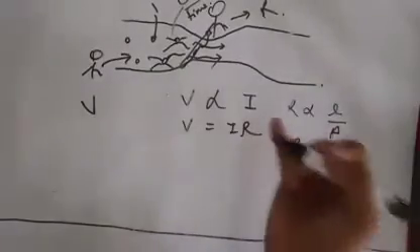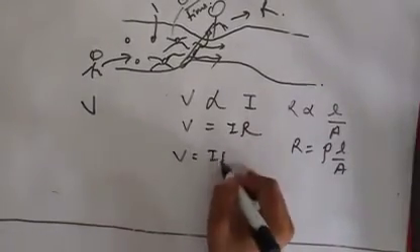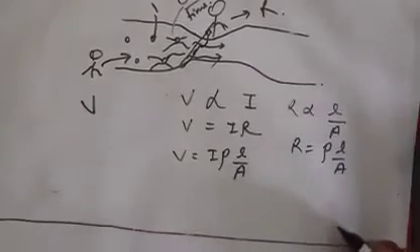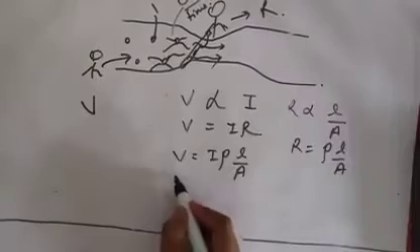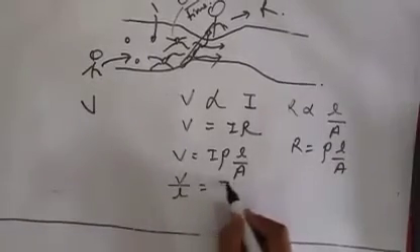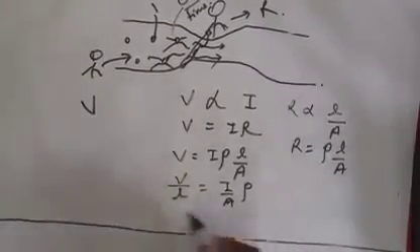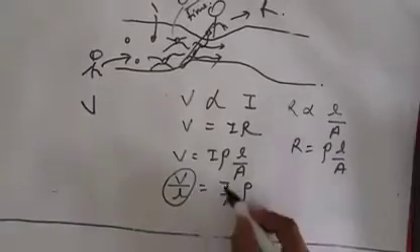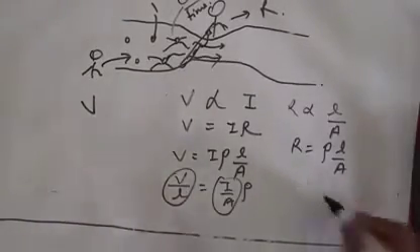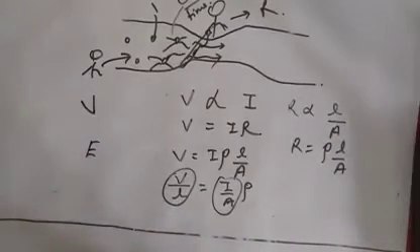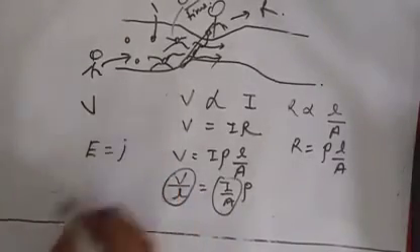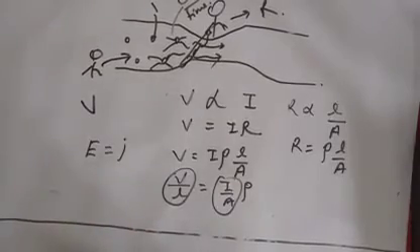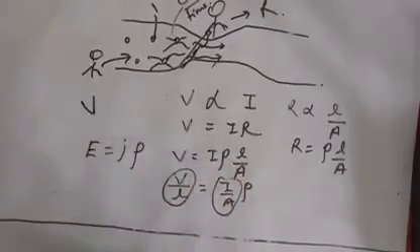Let's put the value of R here. V is equal to I rho L upon A. Now put L this side. V upon L is equal to I upon A into rho. V upon L is the electric field. I upon A is J. So V upon L becomes E, electric field, and it is equal to I upon A, which is J, the current density we previously defined, and rho.